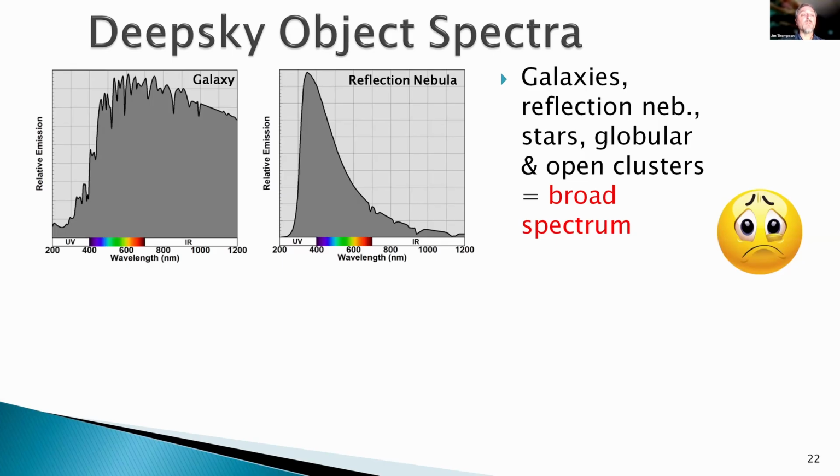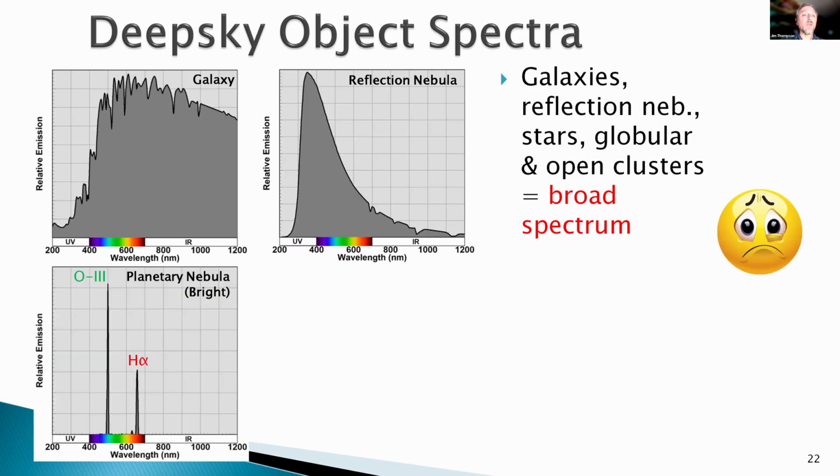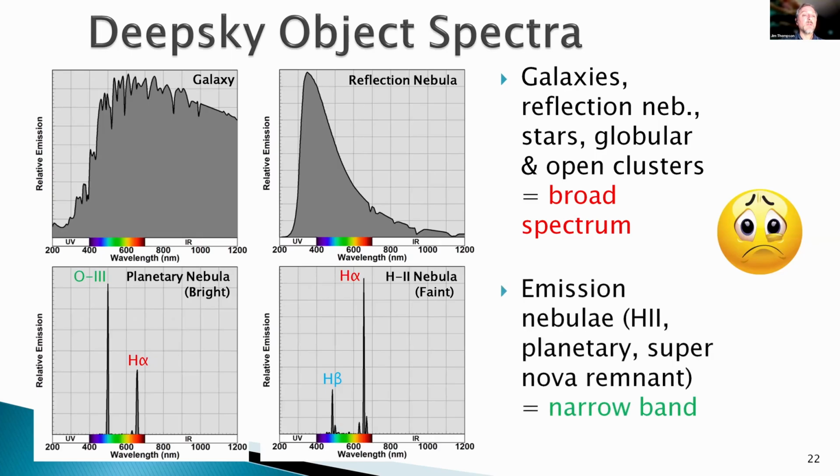The second category of objects are narrowband emitters. These include objects like H2 regions, star-forming nebulae, planetary nebulae, and supernova remnants. Any object that we can see because of light given off by excited gases like hydrogen or oxygen. Because these objects emit at very specific wavelengths, they are much easier to separate from light pollution using a filter.